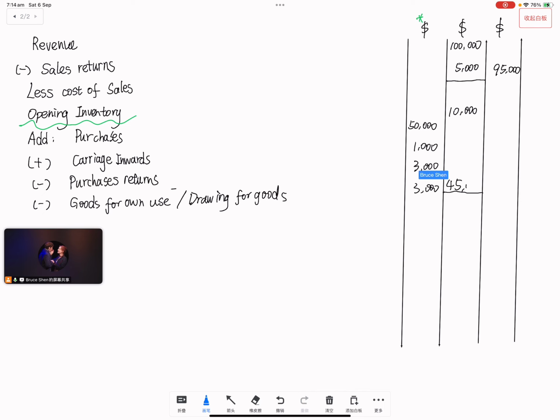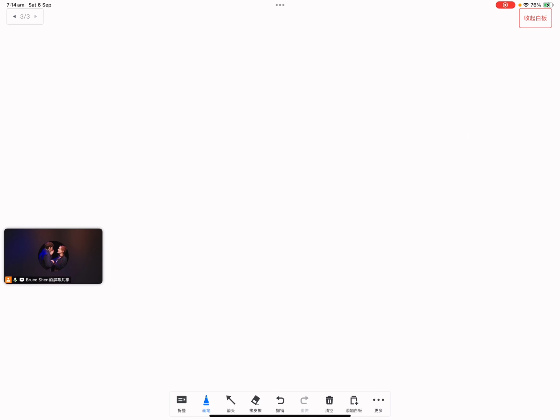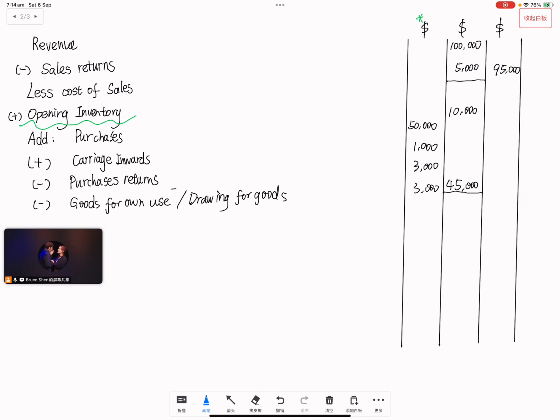Yeah, that's great. So now we have opening inventory, add purchases, so we get an amount here. We just add those two figures. This is not a line, I just show you to add. Yes, 10,000 add 45,000. So we can get the figure 55,000.